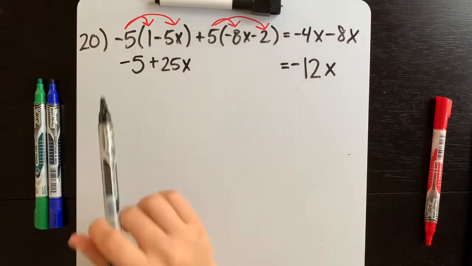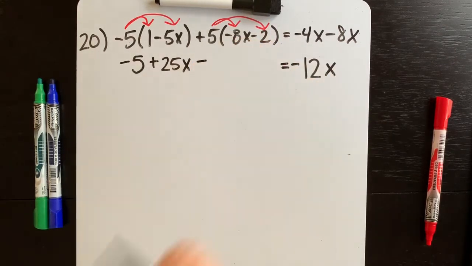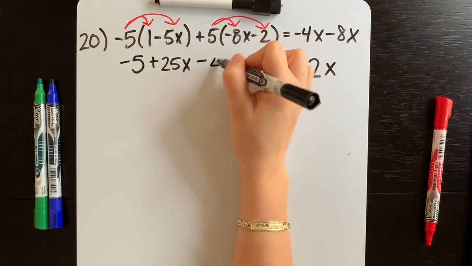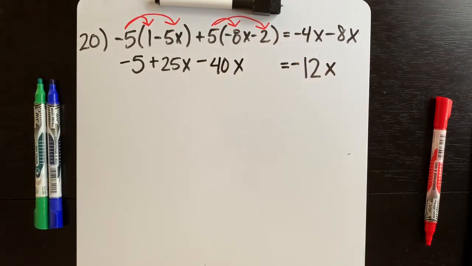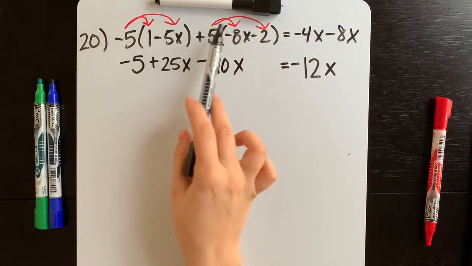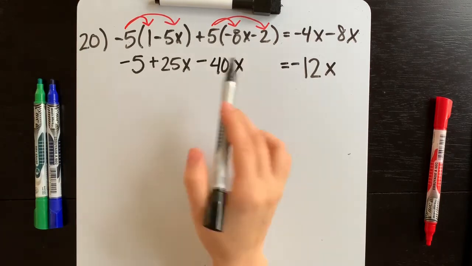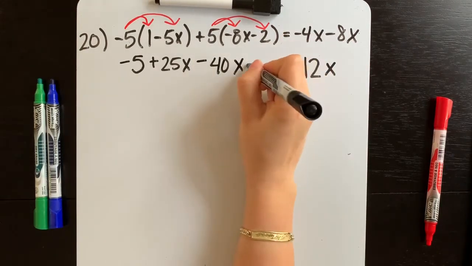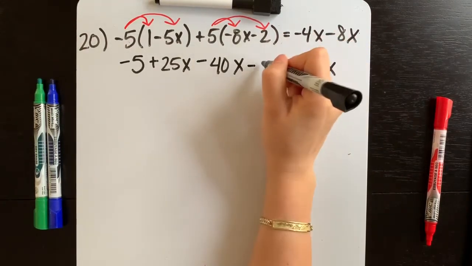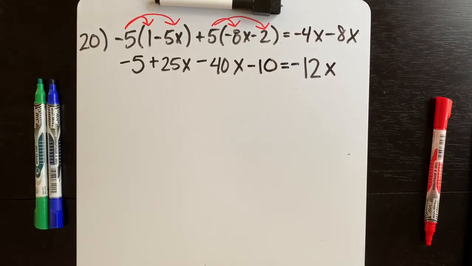All right, so over here we have a +5 times the first term, which is -8x. Positive times a negative is a negative. And 5 times 8 is 40. So we'll have 40x there. +5 times the last term, -2. Positive times a negative is a negative. 5 times 2 is 10. Okay, so we just distributed everything. So again, now we want to add like terms.